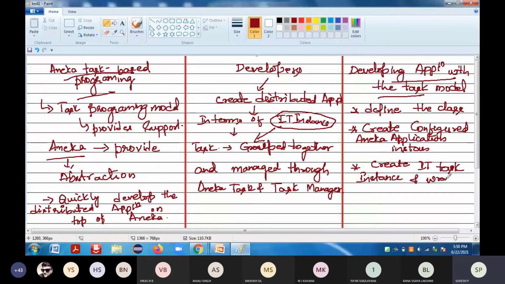That I have to enclose inside the class. So your object is nothing but you have to create it. What do you mean by object? Object is nothing but an instance of a class. So you are going to create the class, and you are going to create the object. After creating that particular task by creating the object, you are going to wrap it up, that is, you are going to cover it up. Okay. So after wrapping that into Aneka instances, that will be wrapping into the Aneka instances which you are going to have.